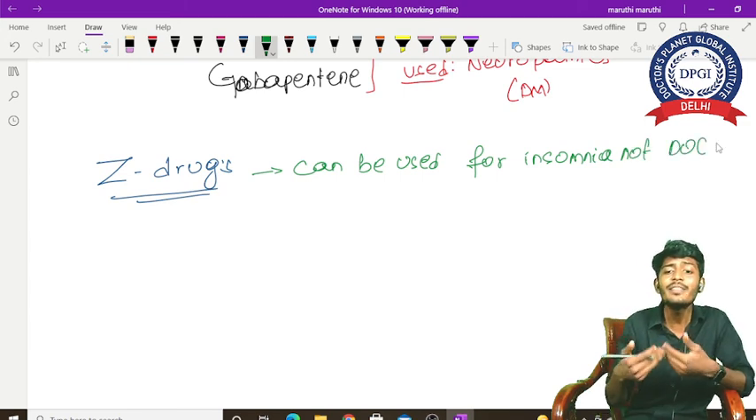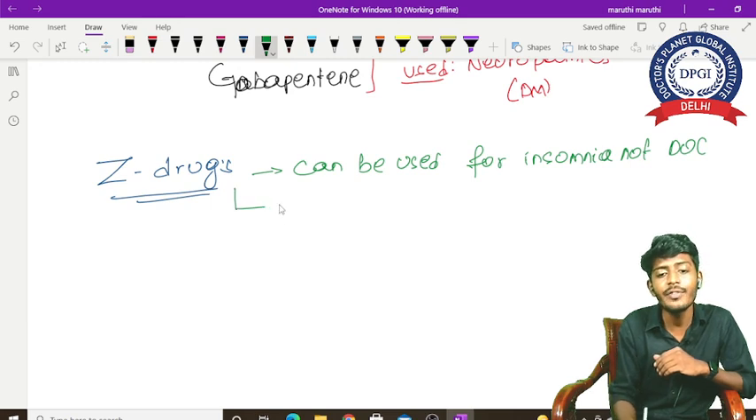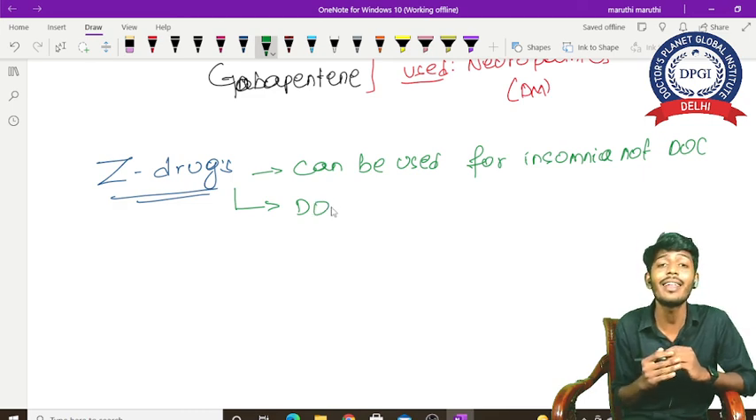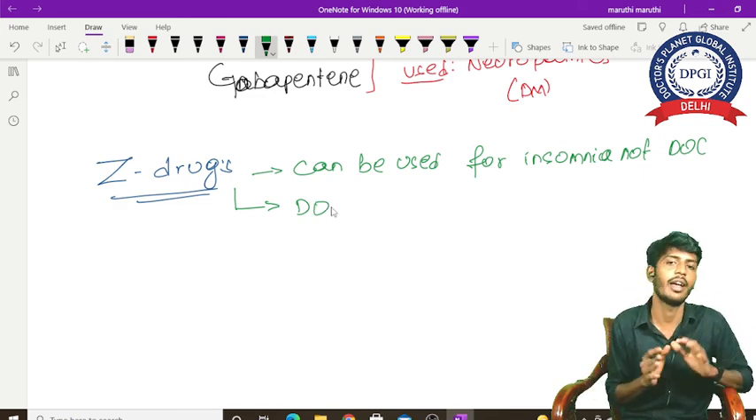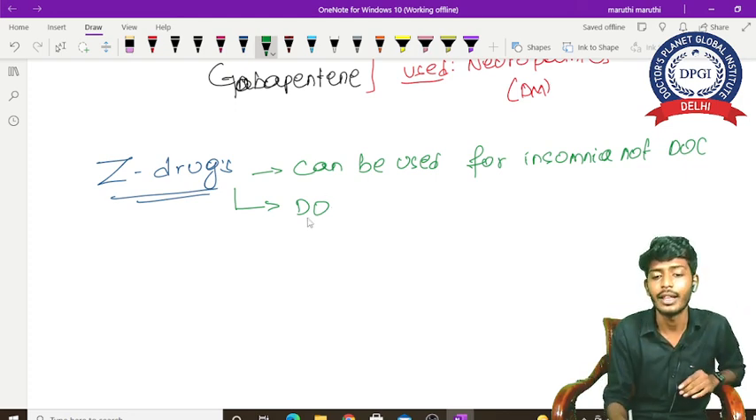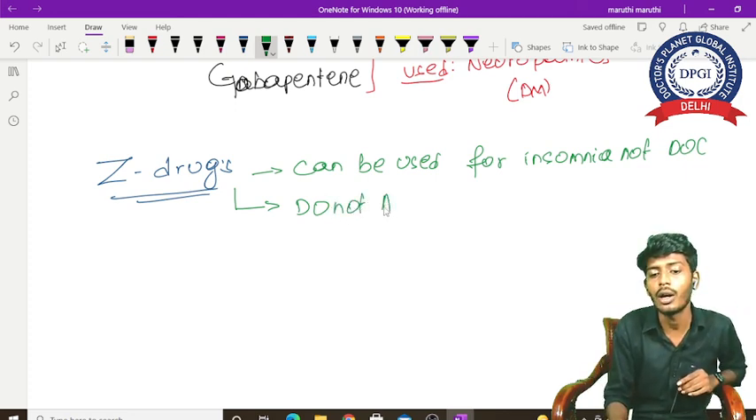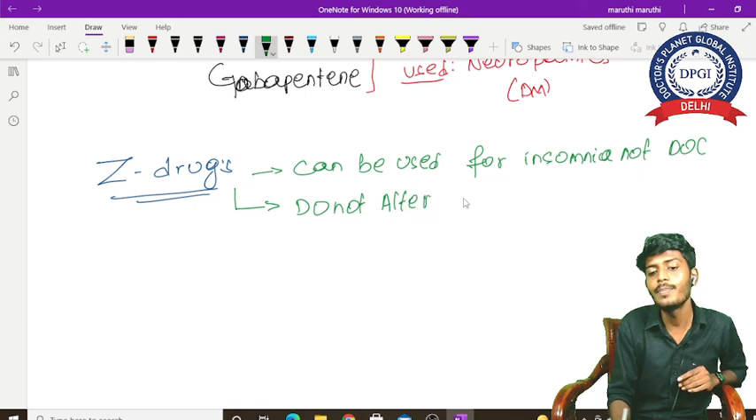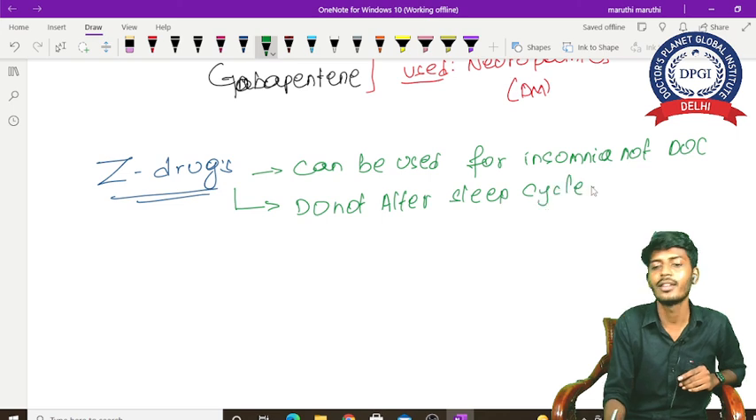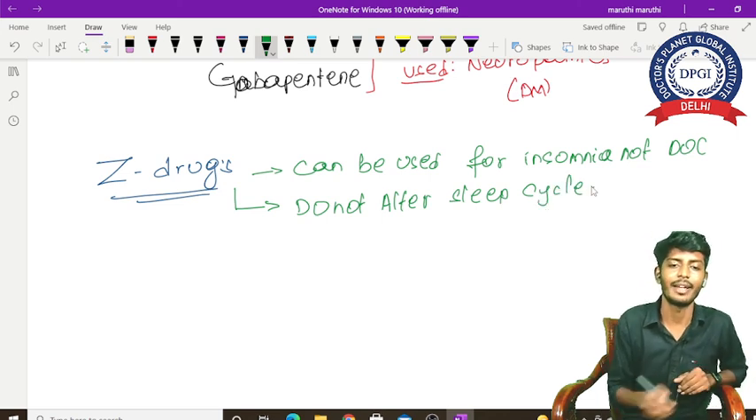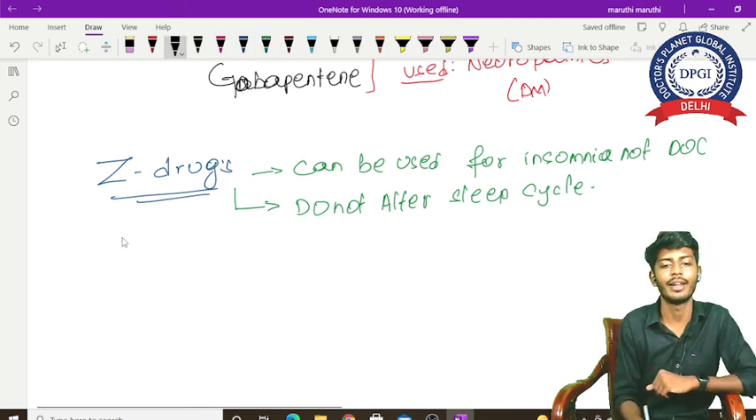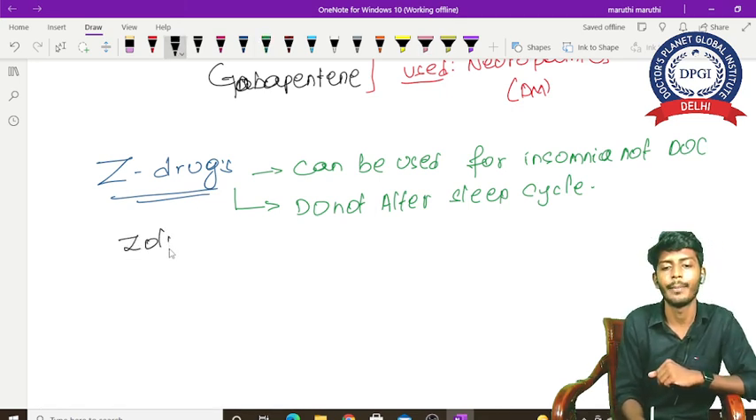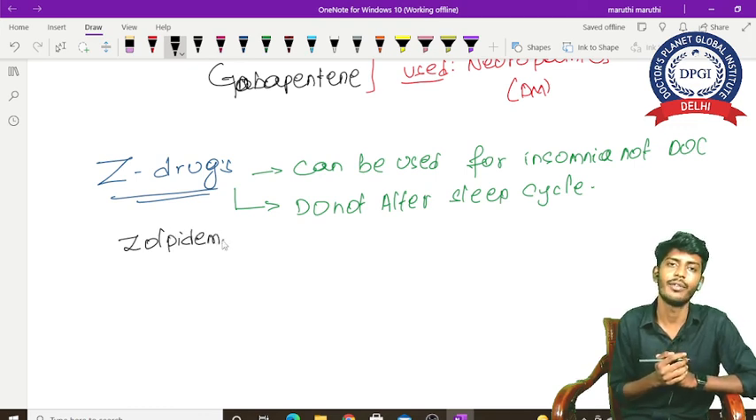So what is the speciality of Z drugs? These drugs do not alter the sleep cycle. That is the reason we have Z drugs as a separate category, the most important among them being zolpidem. So this is the story of all the GABA drugs.